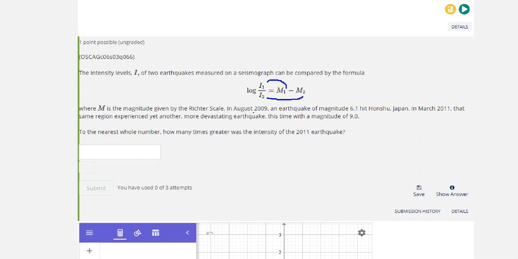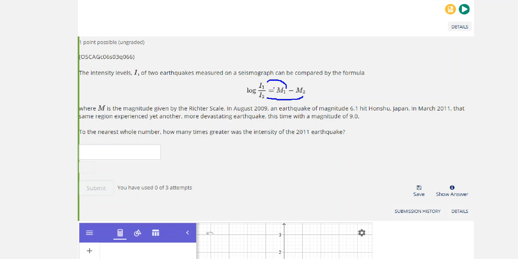Now, in August 2009, an earthquake of magnitude 6.1 hit Honshu, Japan, and in March 2011, the magnitude that hit the same area was 9.0. So the question is, how many times greater was the intensity of the 2011 earthquake?